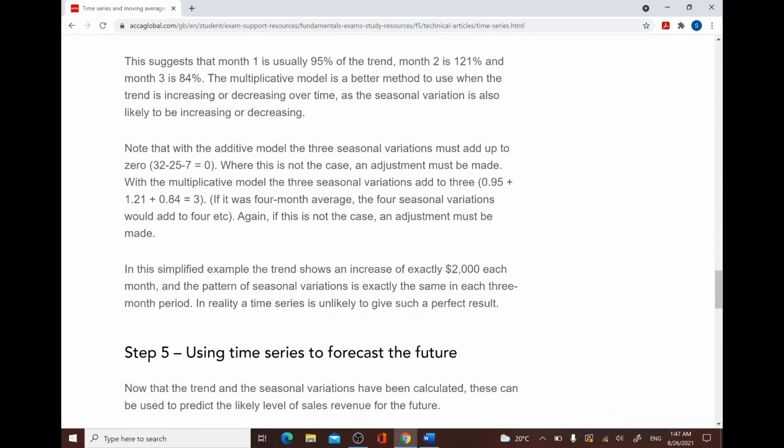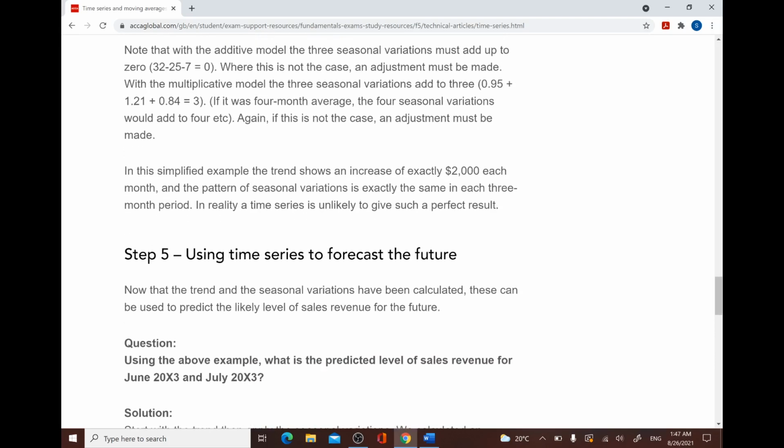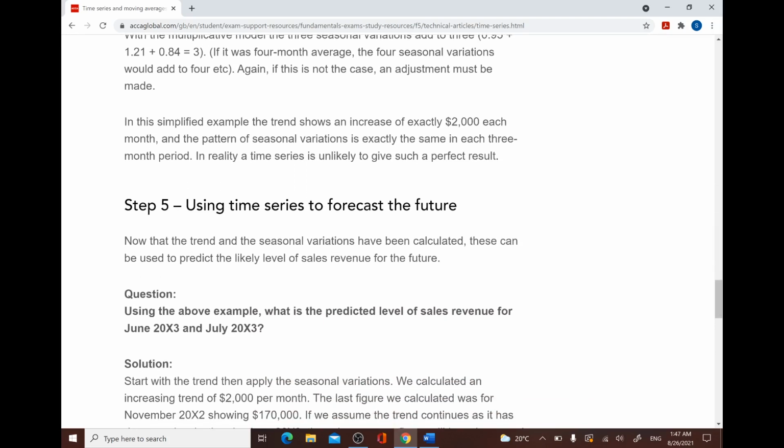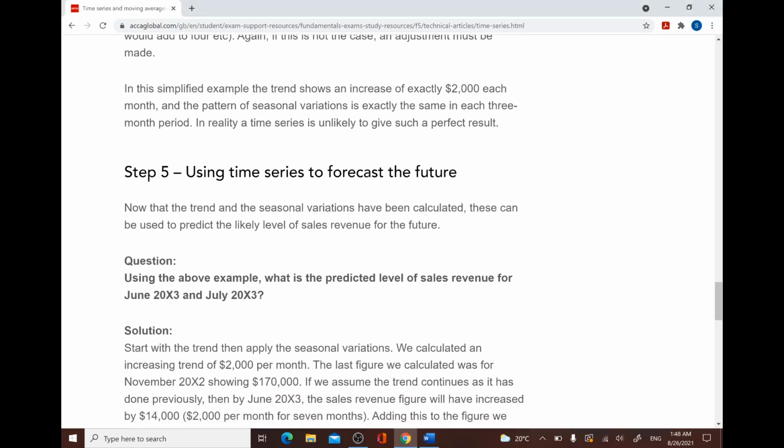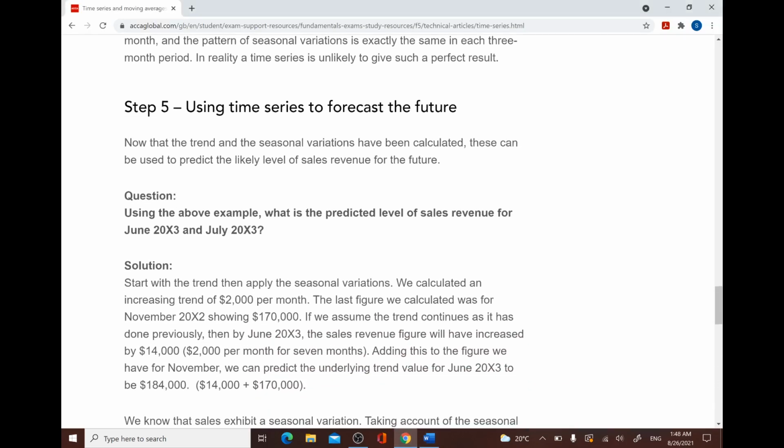Ladies and gentlemen, I would say that the multiplicative model seems to be more reliable as compared to the additive model. In the exam, it depends on which model they're going to test. My advice is to remember all of them. Since we know these are the two different sets, it could be additive, Y minus T, or multiplicative, Y divided by T. Quite straightforward.